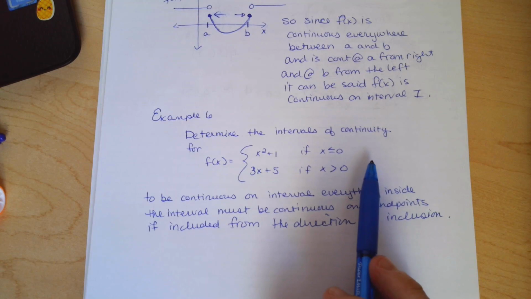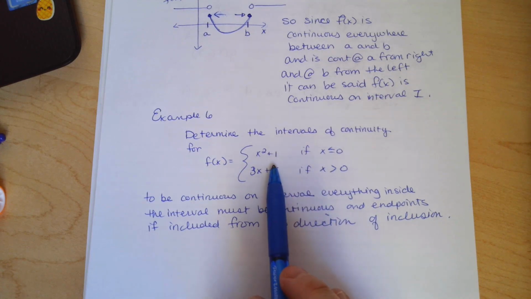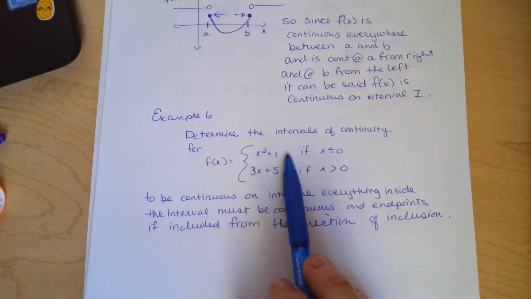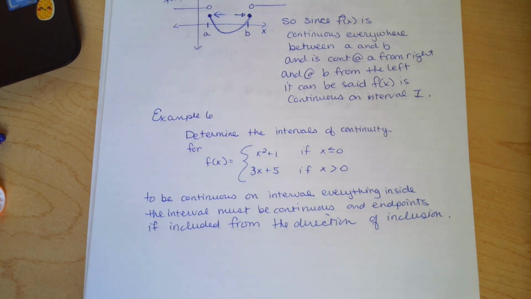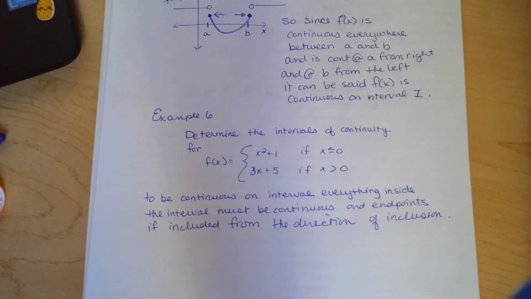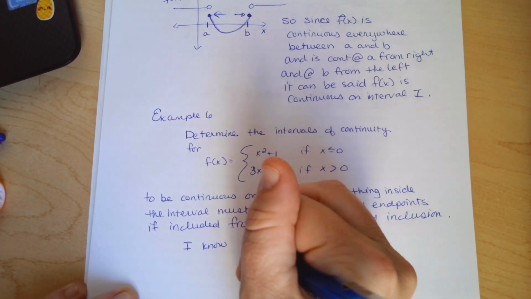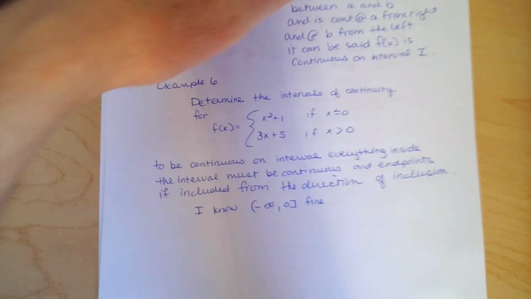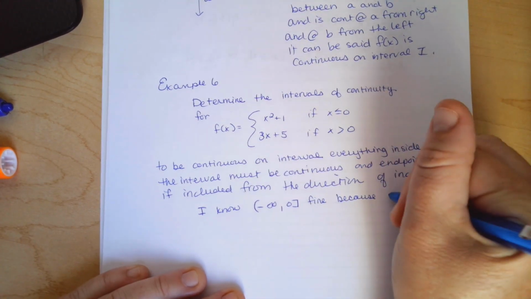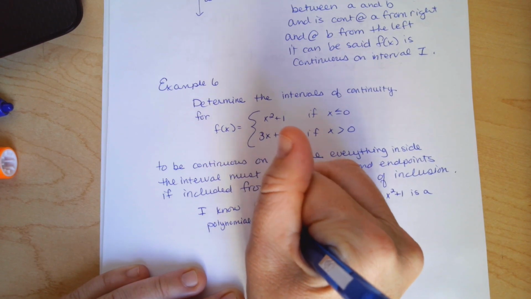around 0. Okay, so let's go to the left of 0. To the left of 0, we're using a polynomial, and we know that this polynomial x squared plus 1 is going to be continuous everywhere because polynomials are continuous everywhere. They're so well behaved. So I know that all the way up to 0, we're fine. I know negative infinity all the way up to 0, we're going to be fine. Okay, that doesn't mean that's the only interval of continuity, but I know we are fine there because x squared plus 1 is a polynomial and continuous everywhere.